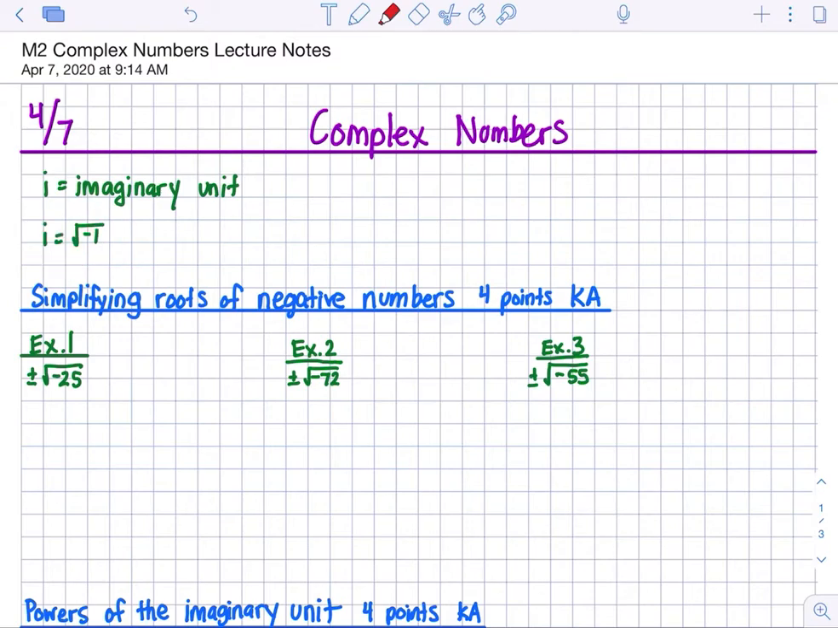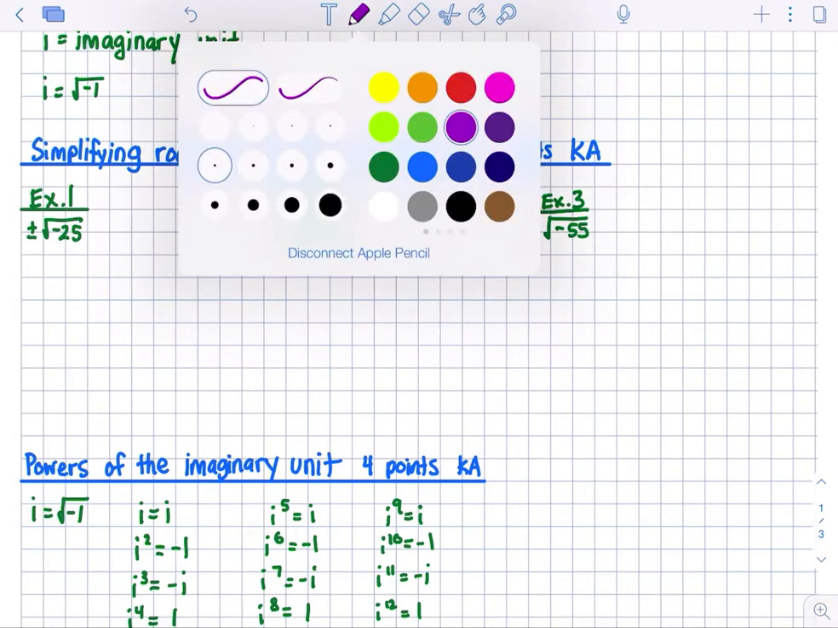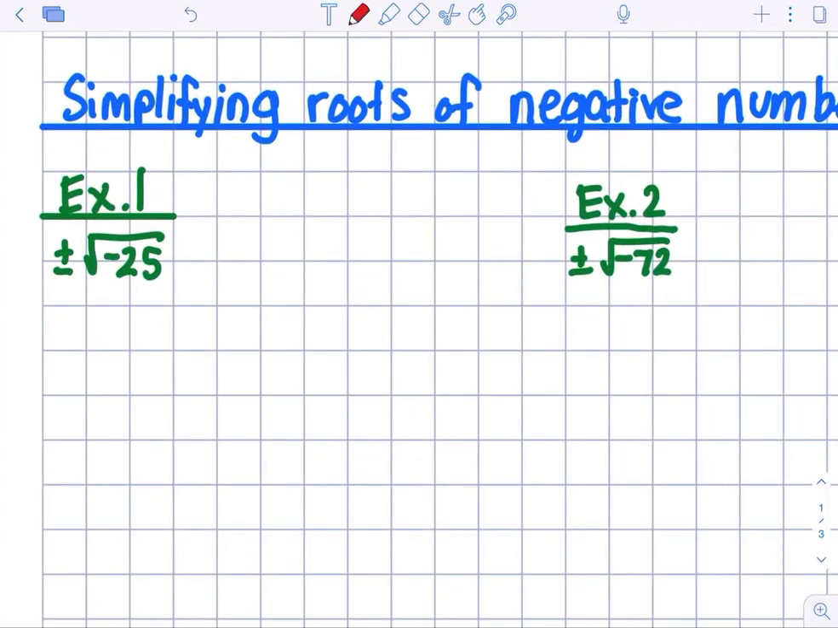So in your first Khan Academy assignment, it's going to give you these square roots, and you just have to simplify them. So let's begin. Now, do you see how this is the square root of -25? Well, from above, we know that the square root of -1 is equal to i, right? So if you split this up, we have plus or minus the square root of -1 times the square root of 25.